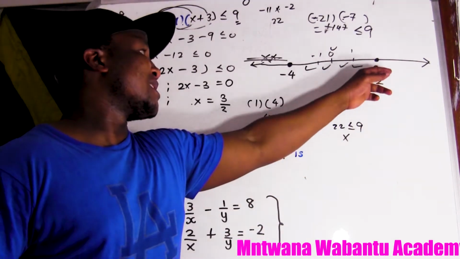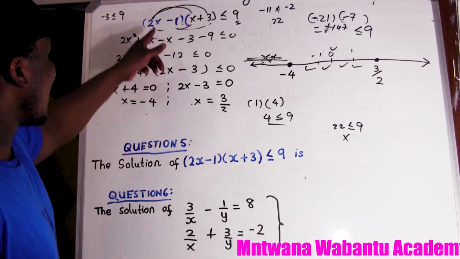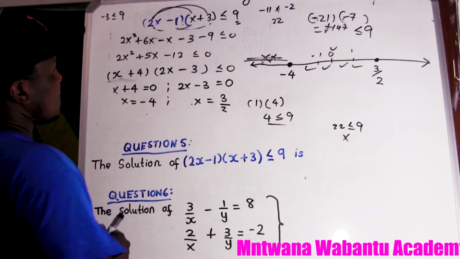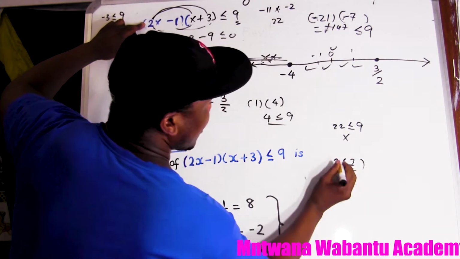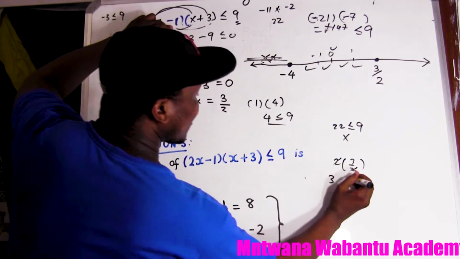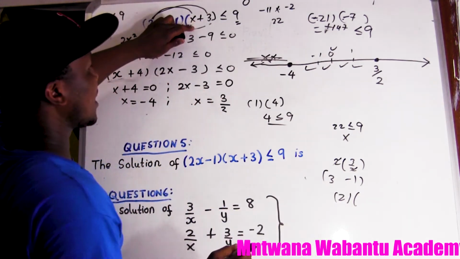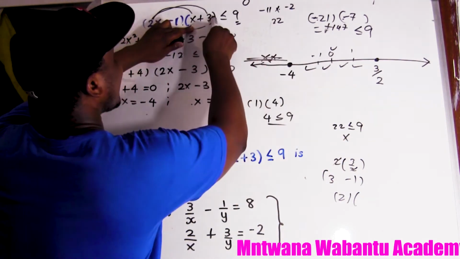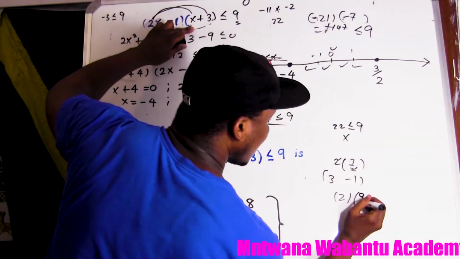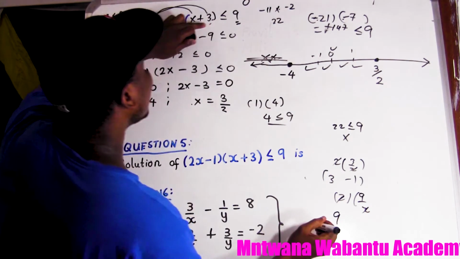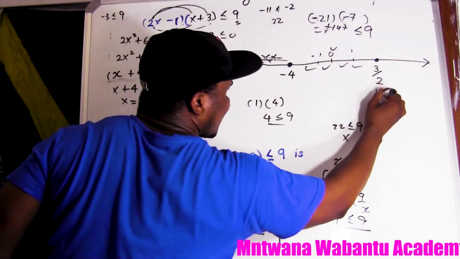So first let's try 3/2. So 3/2, we can plug in here. 2 times 3/2, this and this cancel, so we have 3 minus 1 equal to 2. Multiply. Now this is going to be 1.5, 1.5 plus 3, it's going to be 4.5, which is 9 over 2. This and this cancel, 9. Yes, 9 is less than or equal to 9, true. So this itself is true.